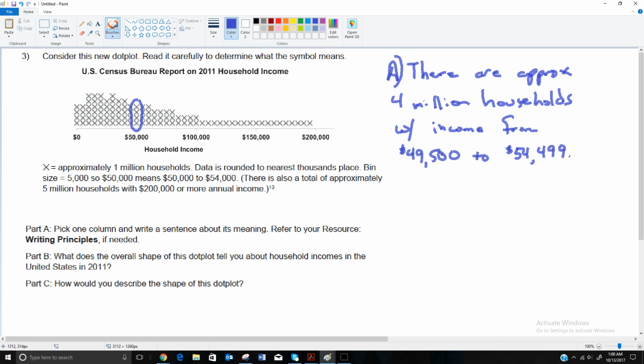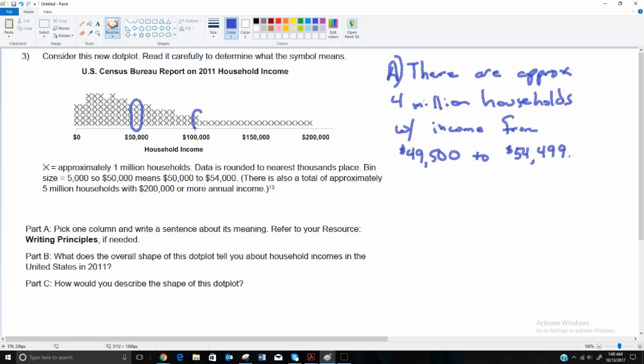So 49,500 would round up to 50,000, and then all the way up to 54,499, because that wouldn't quite round up to 55,000, because this next column would be the ones that started at 55,000. So 54,499. And that's what that column represents.